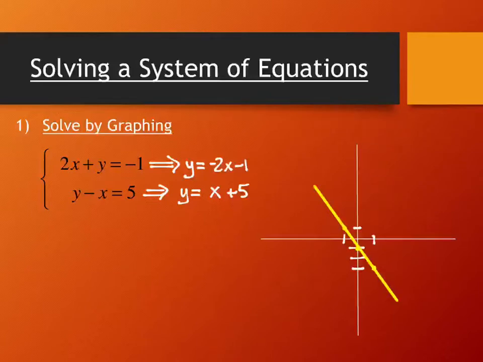So the second one actually crosses where? Where does it cross the y-axis, this equation? +5, thank you. You guys are not very talkative today. +5. And its slope is what? It's 1, right? So I'd be going up 1 and right 1.